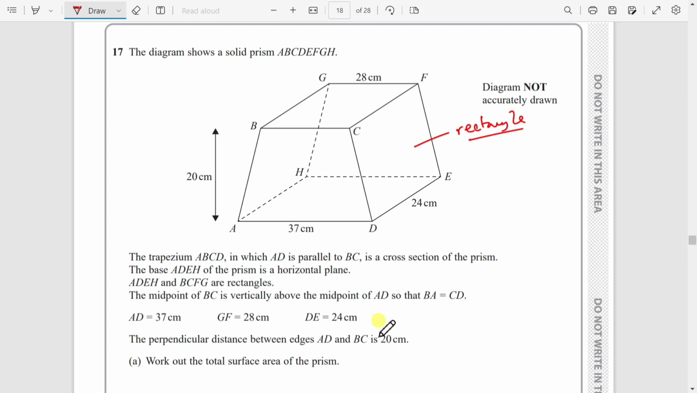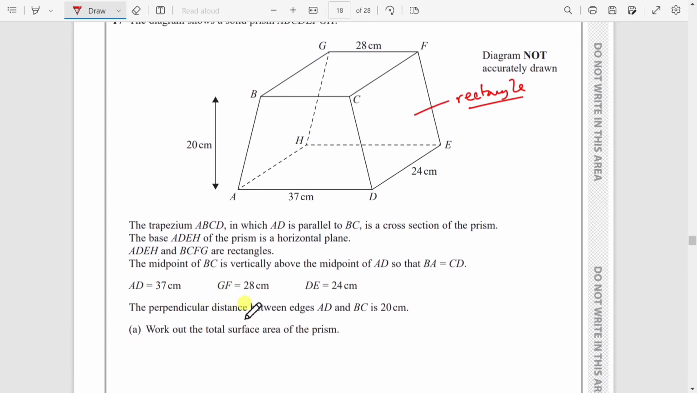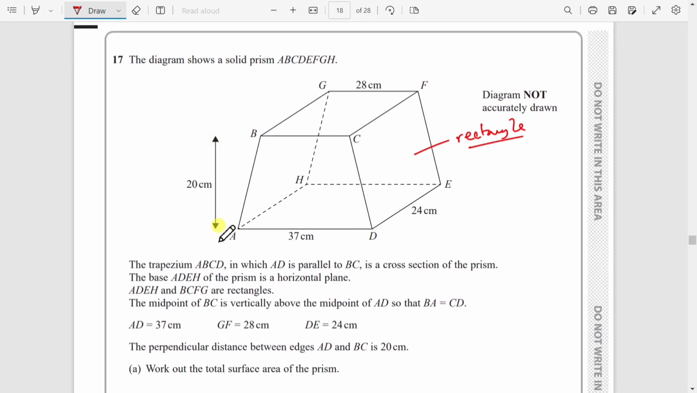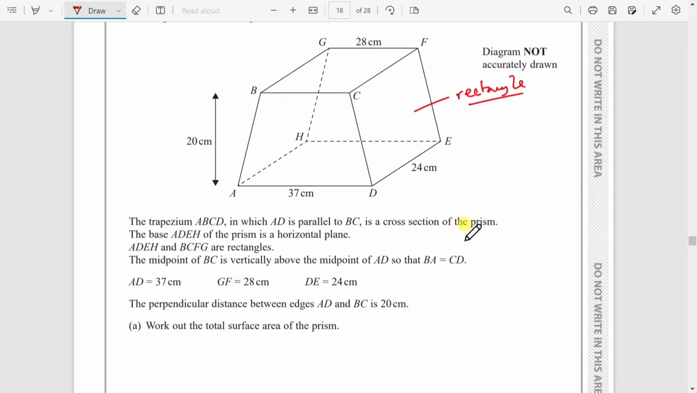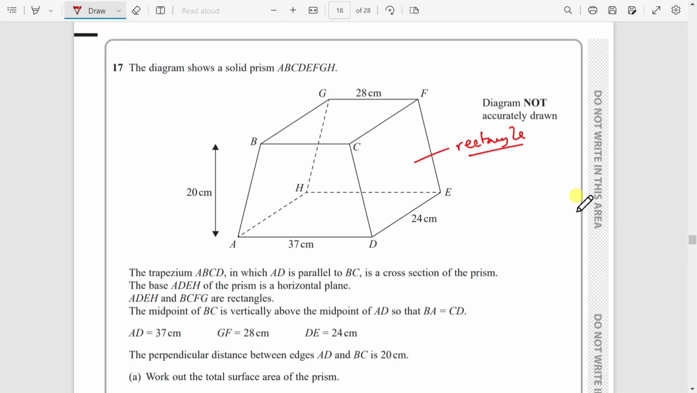Now, they gave us some values, and they tell us that the perpendicular distance between edges AD and BC is 20. So we're talking about the general height, right, from top to bottom. And this is going to be useful because you will need it to work out the slanted height later. Now they want us to work out the total surface area of the prism. Okay, let's try this out.